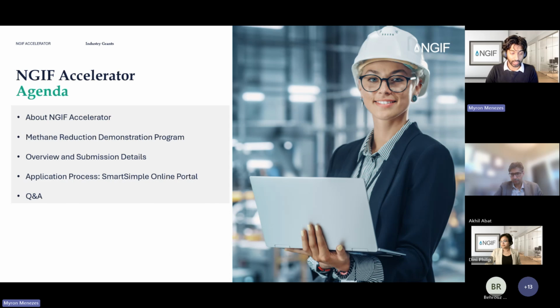Today's agenda is going to be centered around the Methane Reduction Demonstration Program. We're going to go through the program's delivery, its design, and how proponents can submit an application to be considered for funding. We're also going to be giving you a quick overview on NGIF Accelerator and our collaboration with the Government of Alberta and Emissions Reductions Alberta in the delivery of this program.